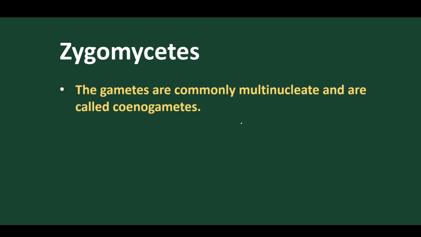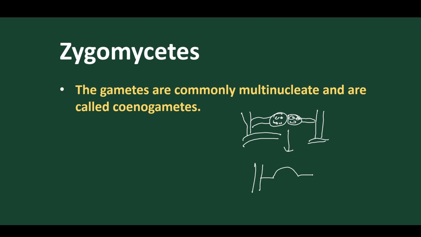The gametes are formed commonly. For example, suppose this is a particular hypha, one kind of species, and these are the gametes present. And there is another hypha, another organism, and they also have gametes. Here they both unite, so it is conjugation. After the union, they form a common gametangia, and inside this gametangia the gametes are produced. These gametes are called cynogametes.